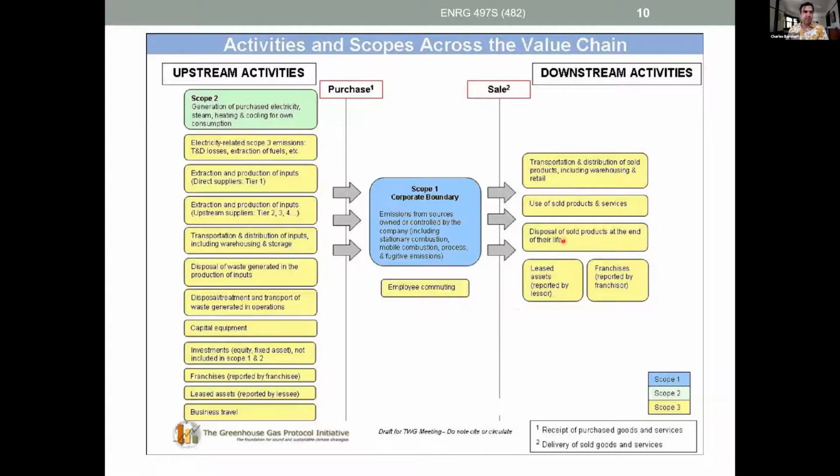Most everything is Scope 3, right? So all the capital equipment, business travel, assets, pencils, papers, computers, everything that's going into this corporation would all be life cycle assessment Scope 3 emissions. Again, Scope 2 is pretty simple. It's just whatever electricity is used in the corporation, so that's in green here.